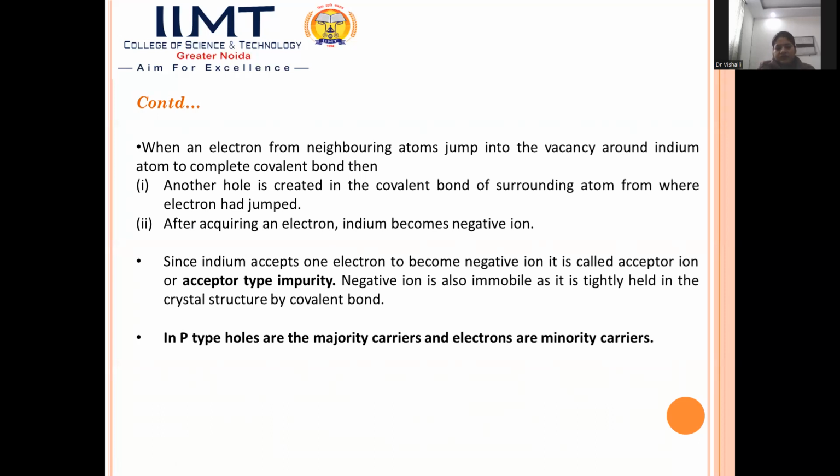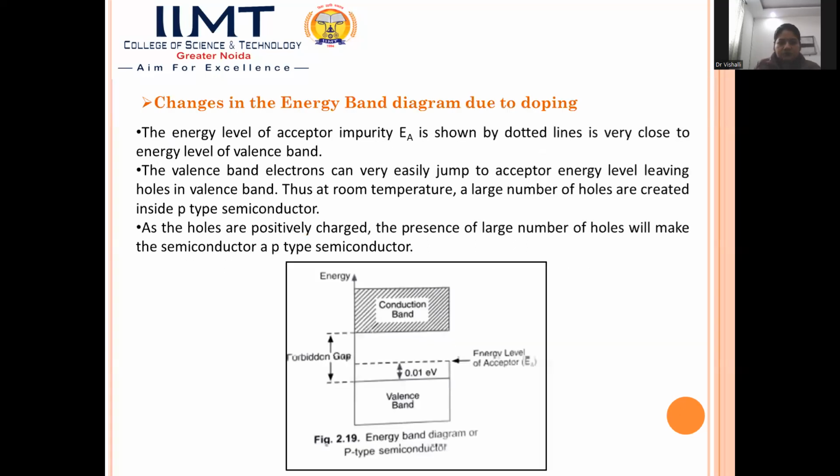So overall, we can say that in p-type semiconductors, this impurity is contributing holes in the semiconductor. So holes become the majority carriers and electrons become the minority carriers in the p-type semiconductor. In n-type semiconductors, we have electrons as majority carriers and holes as minority carriers, whereas in p-type semiconductors, holes are the majority carriers and electrons are the minority carriers.